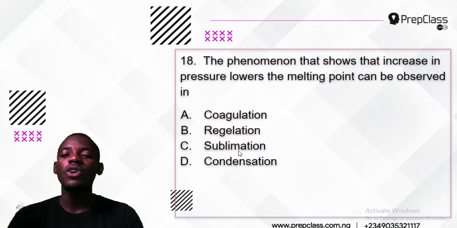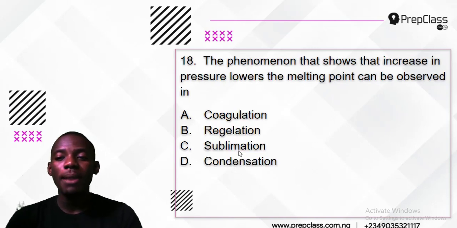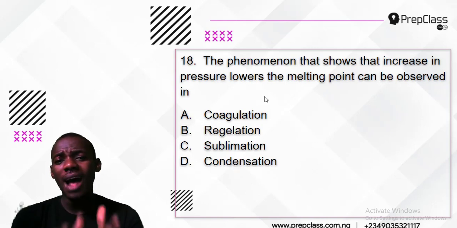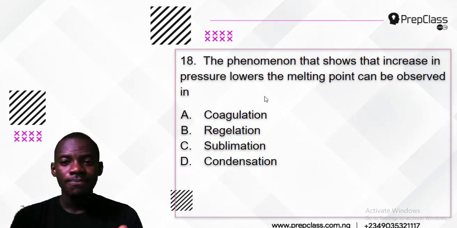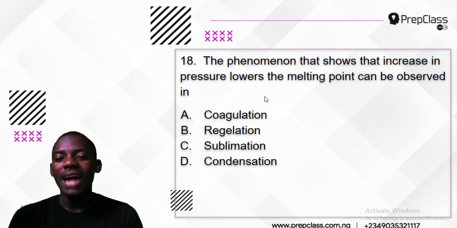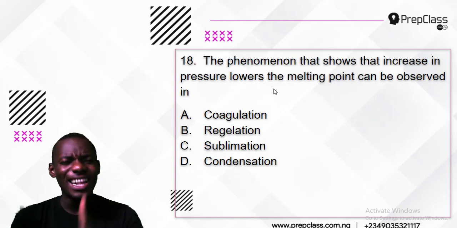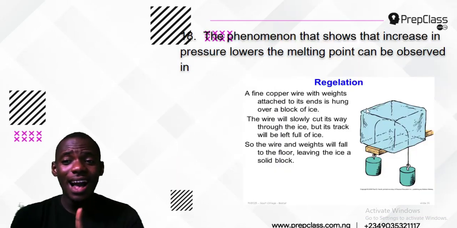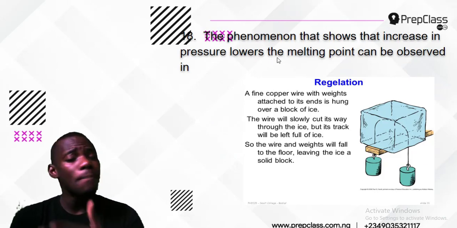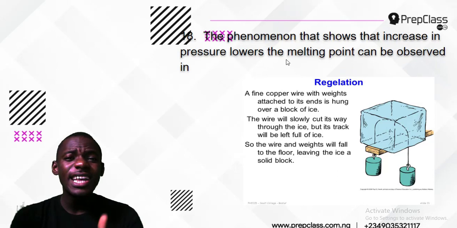Number 18 says the phenomenon that shows that increase in pressure lowers the melting point can be observed in what? Now is it coagulation, regelation, sublimation, or condensation? The answer is super simple. We learned this topic when we were showing the effects of impurity and pressure on melting point and boiling point. And under that topic, we discovered an experiment called regelation, and that is the answer. Regelation is used to explain how pressure lowers melting point. It is called the regelation experiment.